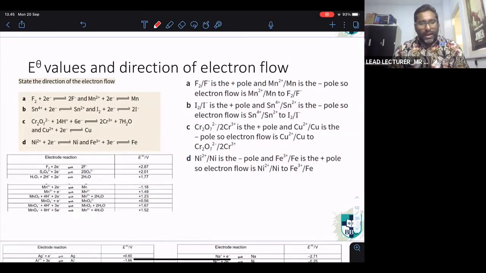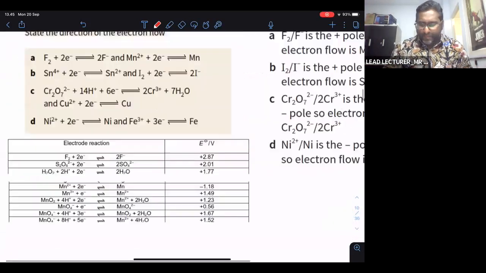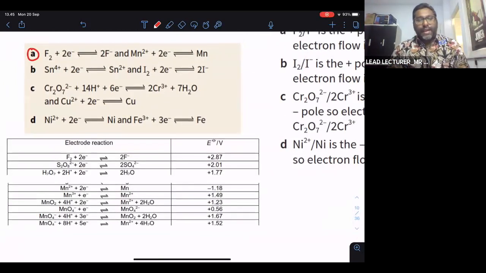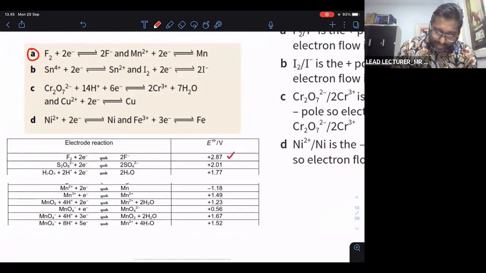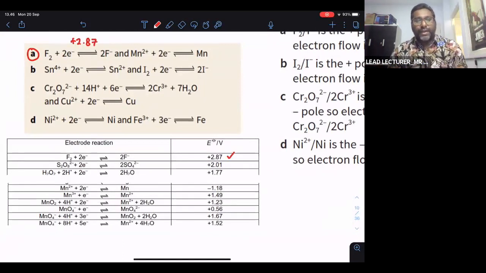You can see here they are asking about the direction of electron flow. If you look over here, I'm going to show you only one example here, A. You can see F2 plus 2 electrons to give you 2F−. You refer to the data booklet. I have taken certain data over here, so this is going to be plus 2.87.